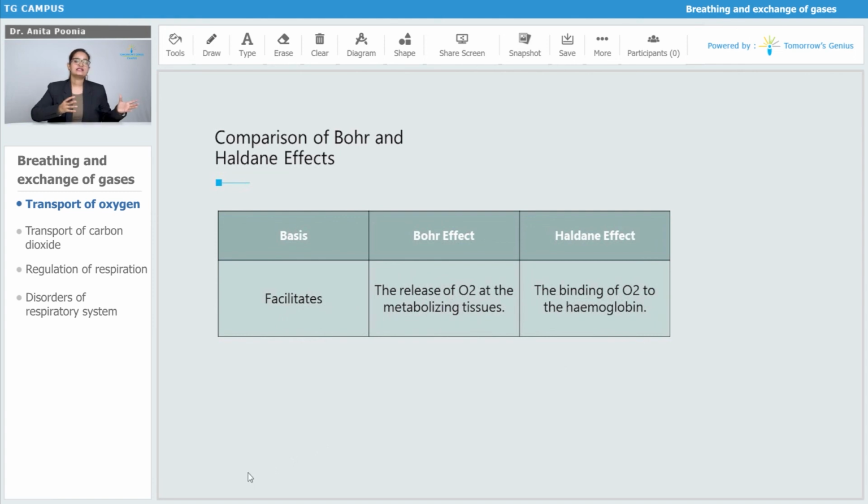Now, what does the Bohr's effect facilitate? The Bohr's effect facilitates the release of oxygen at the metabolizing tissues, whereas the Haldane effect facilitates the binding of the oxygen to the hemoglobin.